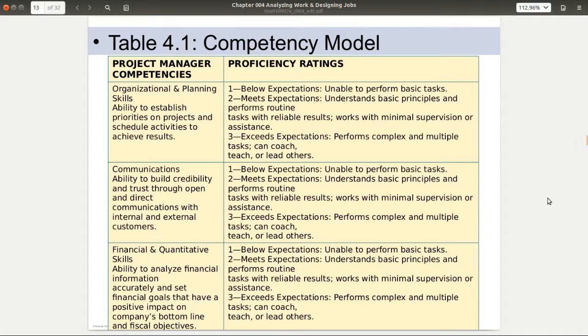This is an example of what's called a competency model. In other words, one of the things that will happen from that job analysis is putting together a model as far as what is it that the person has to be able to do, and then how do you evaluate them on that. So, for example, for this project manager aspect, in this, it has three key things: organizational planning and skills, communications, and financial and quantitative skills. And then it gives you a description of what each of those things are. And then how do you actually measure how well they're doing in each of those?